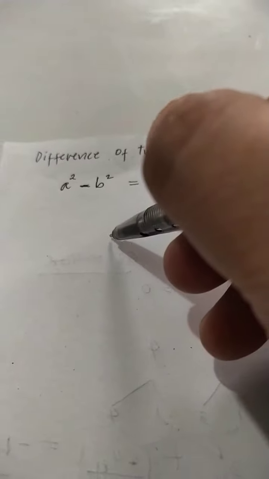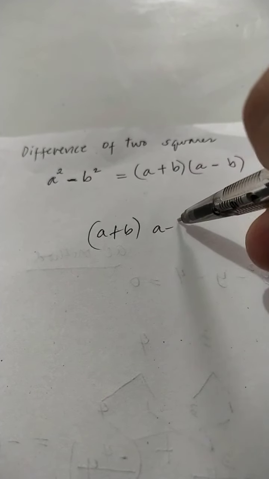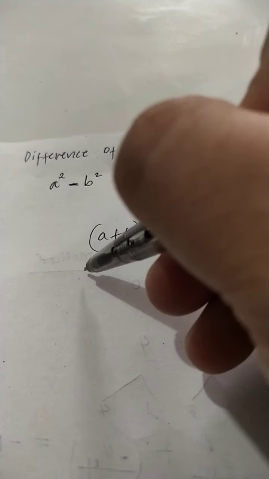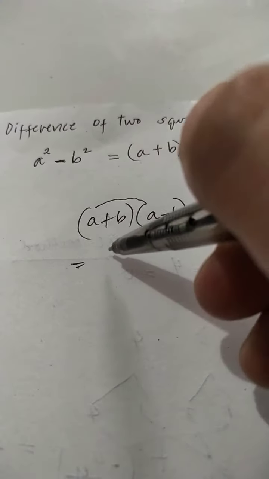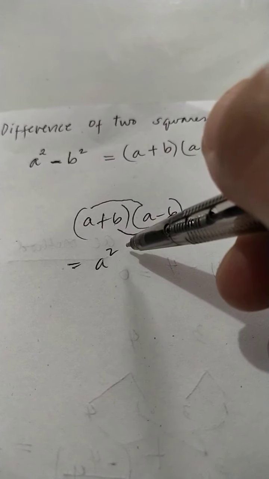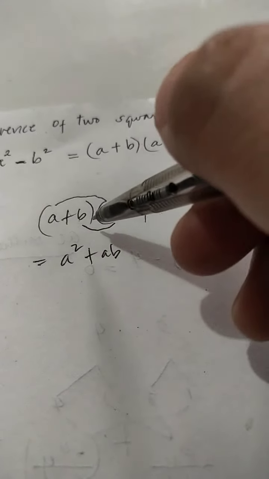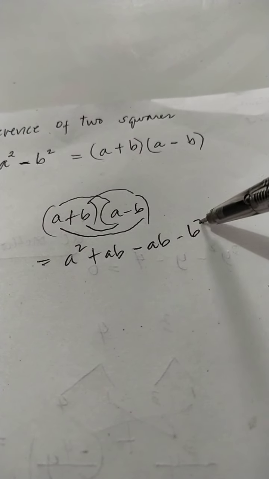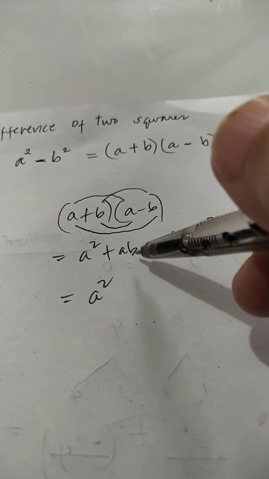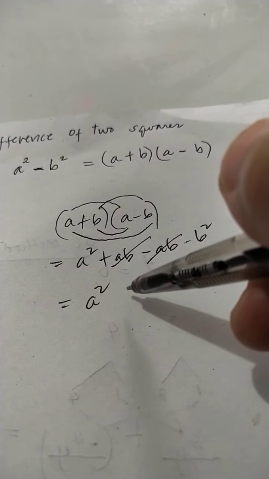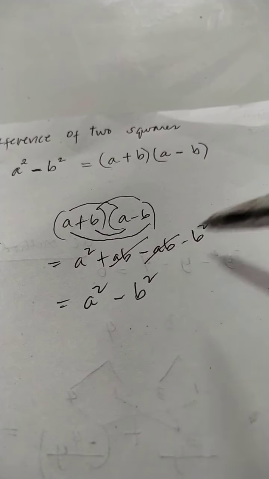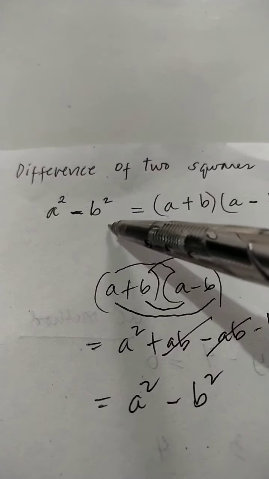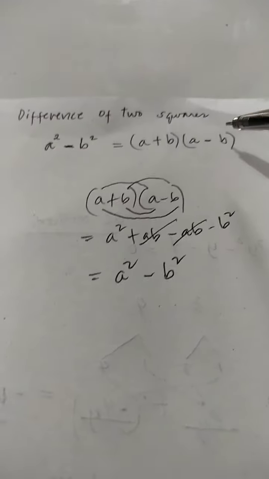Let us check if we multiply the two binomials, if it will go back to the difference of two squares. So by the FOIL method, we have a times a, that is a square. Positive b times a, we have positive ab. Positive a times negative b is negative ab. And we have negative b square. ab minus ab is 0, or we simply cancel. We have minus b square. So see, we got a square minus b square. So the factors of a square minus b square is a plus b, a minus b.